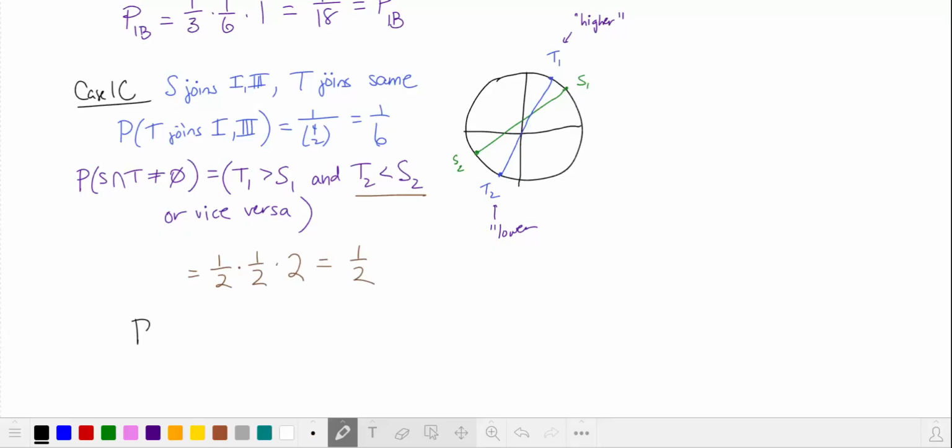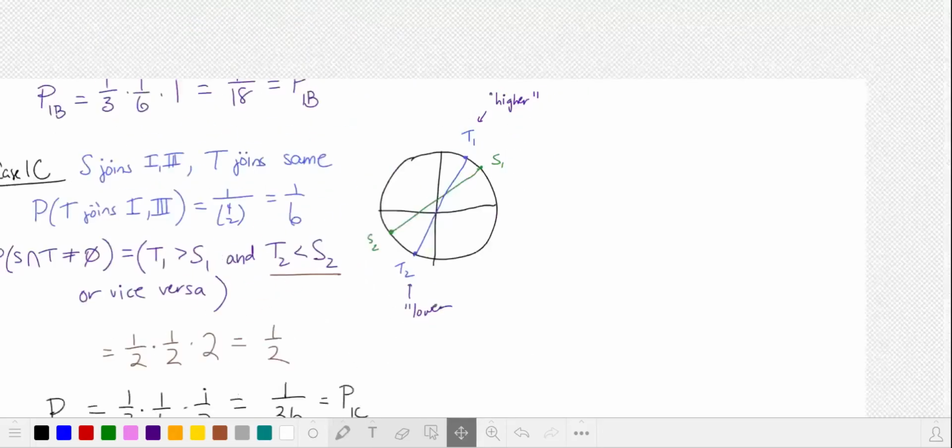And the total probability for case 1C, again, S joins opposite quadrants with probability 1/3. T joins the same two quadrants with probability 1/6. And the probability that they intersect is 1/2. This is 1/36. Now we'll go on to case 2.